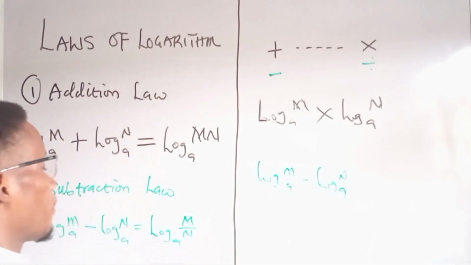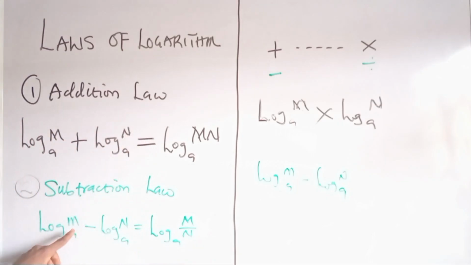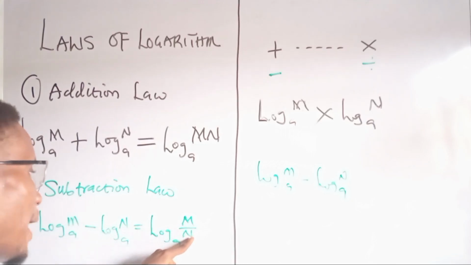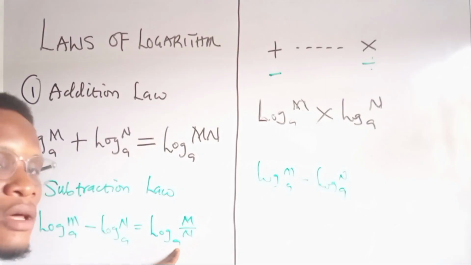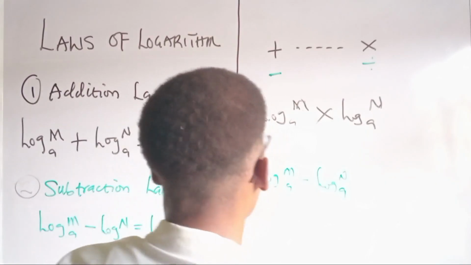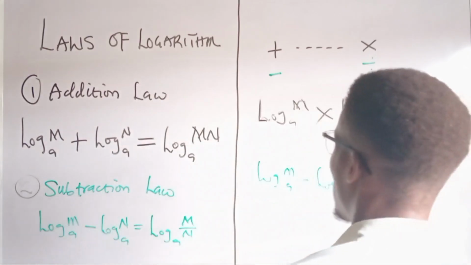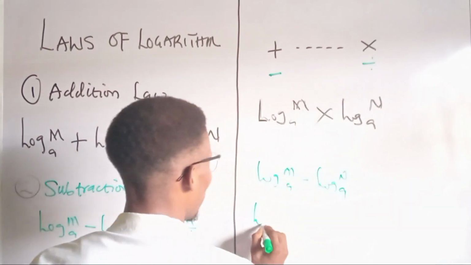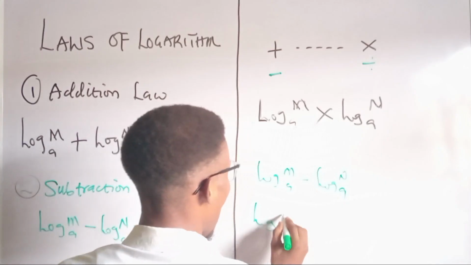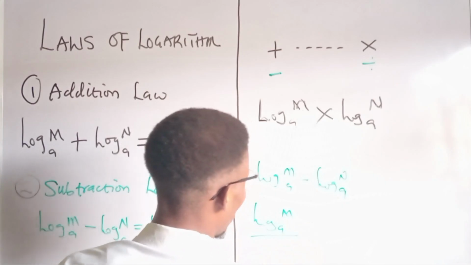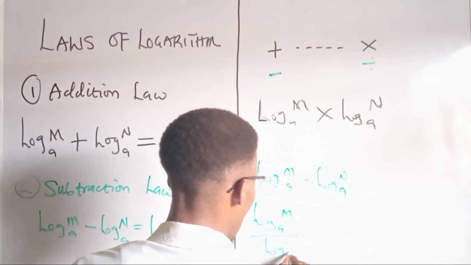be written this way. So we're going to have log of m, then divide by what? N to what? Base a. That is what we're going to have. The same applies when we have log of m, then divided by log of n to base what? A.